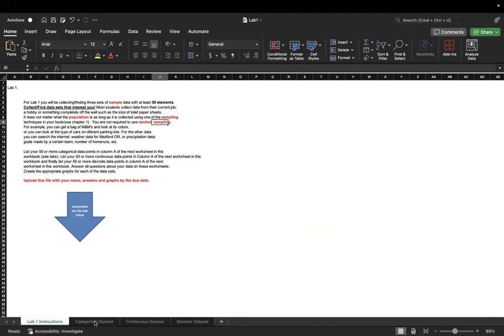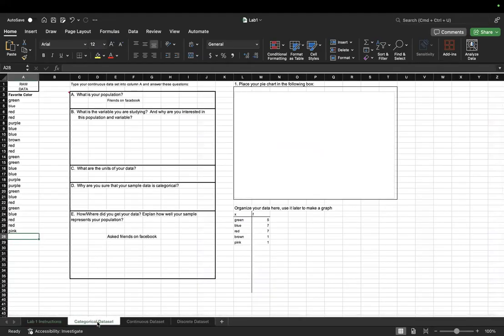So there you go. We're going to start with categorical. Okay. As a reminder, categorical data is generally words, or sometimes it's numbers that you wouldn't do math with, but most of the time it's words. It's something that describes a characteristic.